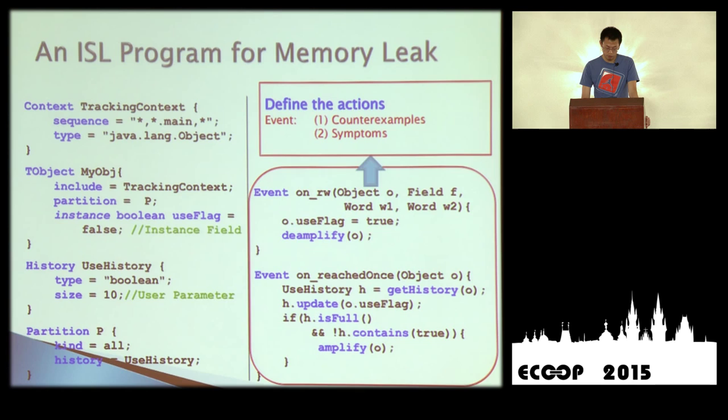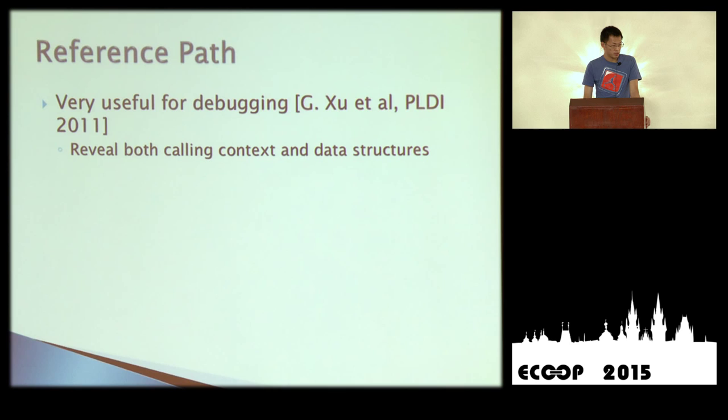Now we know how to describe performance problems and how to amplify them. The last major challenge is what kind of information we should provide when we detect performance problems. Based on existing works, a reference path is a very good choice. It's very useful for debugging. Why? Because it reveals both the calling context and the structures which contain the problematic objects.